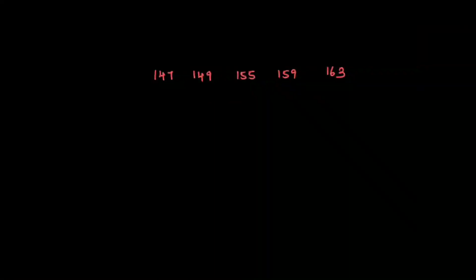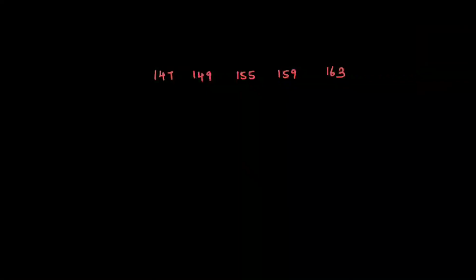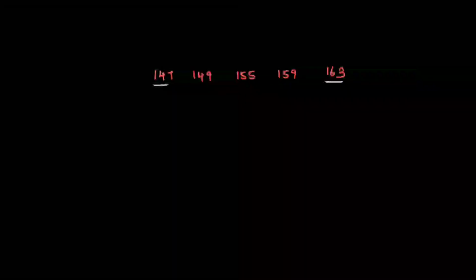Now if I give you some observations which are close to each other, suppose I am taking randomly 147, 149, 155, 159, 163, and I am asking you to find the average of these numbers. See here, doing the sum of these numbers will take more time. So when numbers are close to each other, what you can do is simply take a number which is in between the smaller and the greater number, 147 and 163. Take any value between 147 and 163.